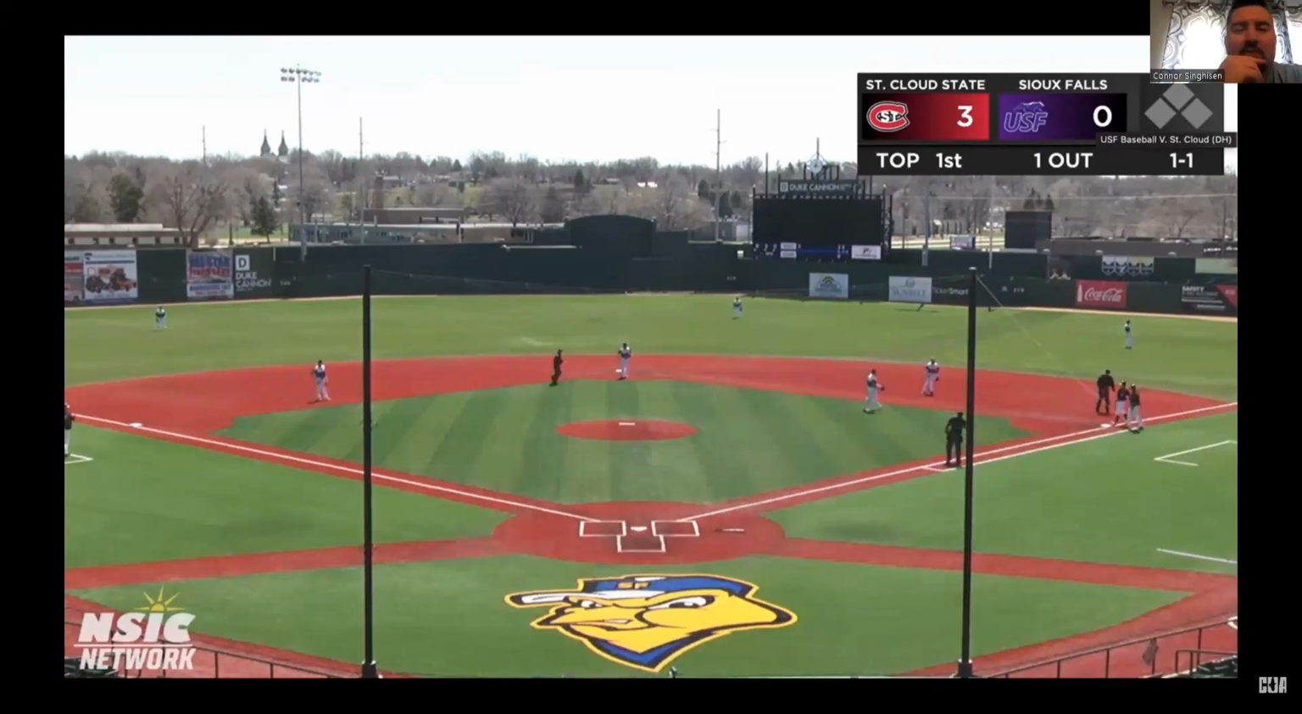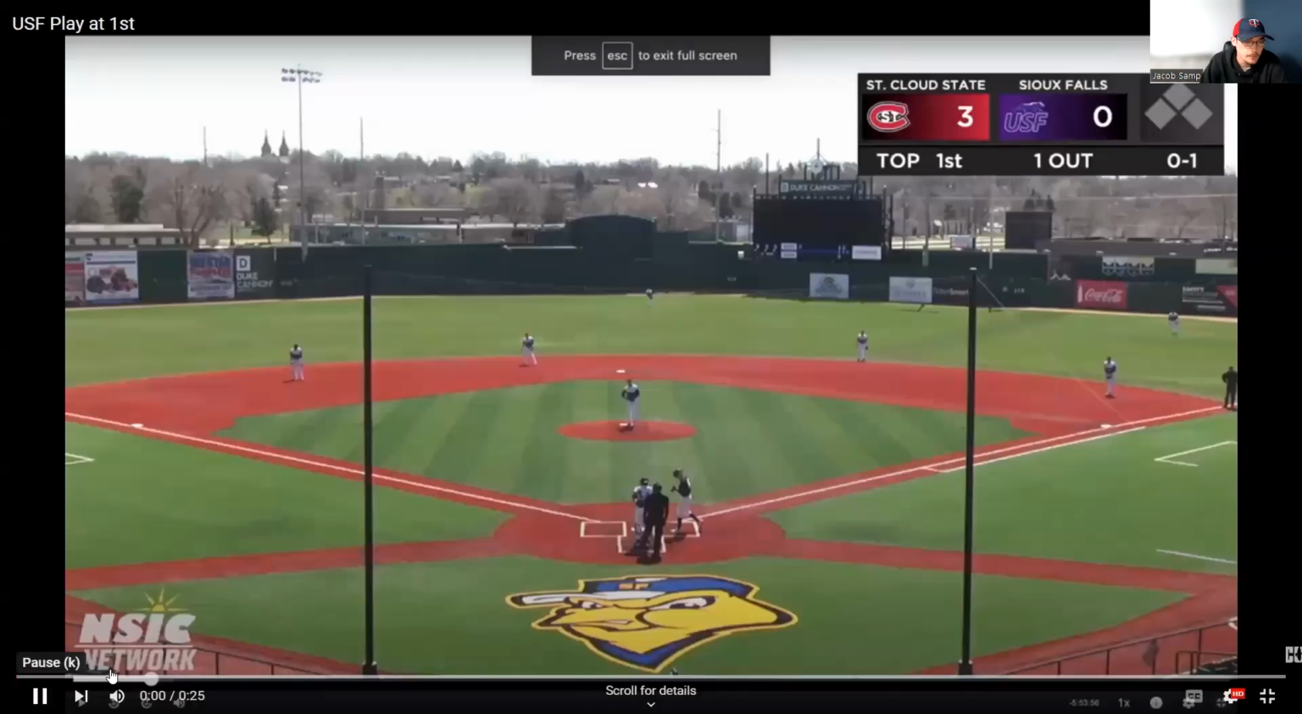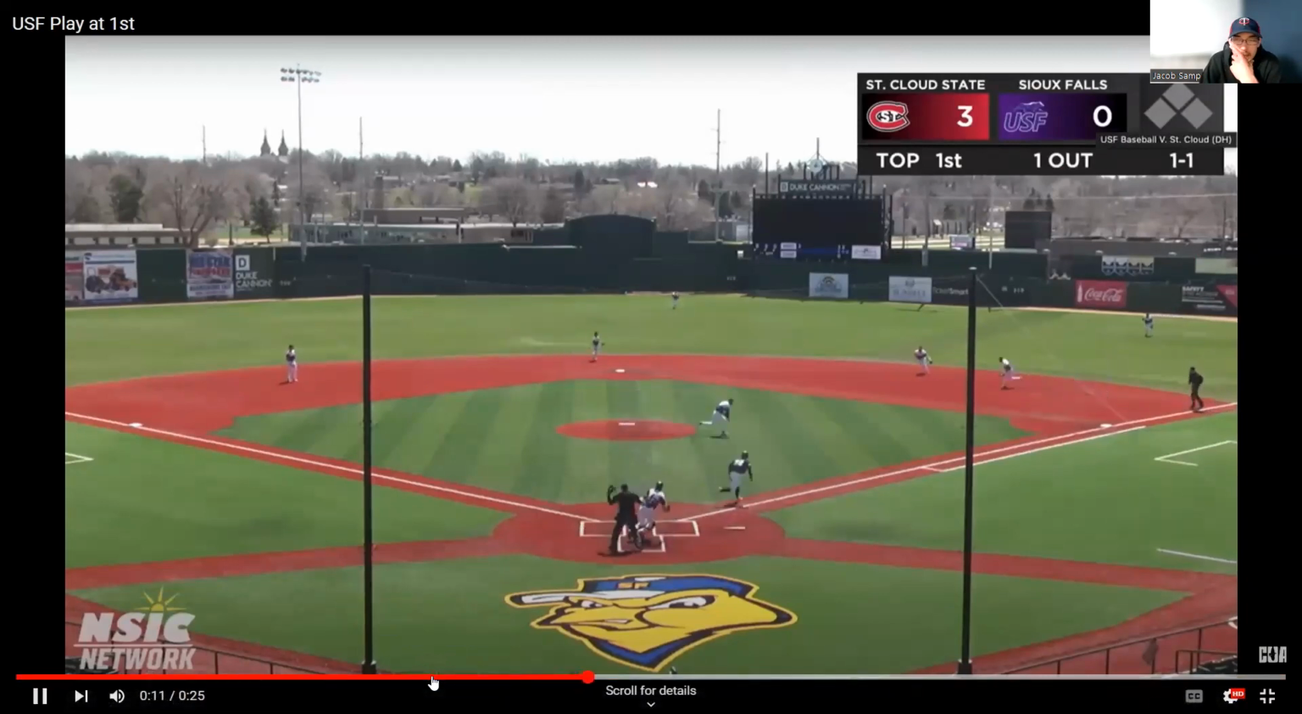Because if he doesn't trip over the base, what happens? He might run you over, right? Mm-hmm. But that kind of stuff happens too.